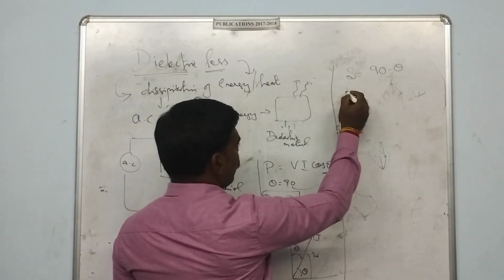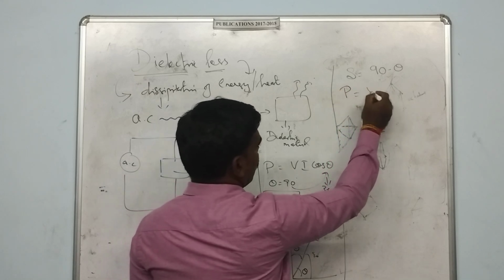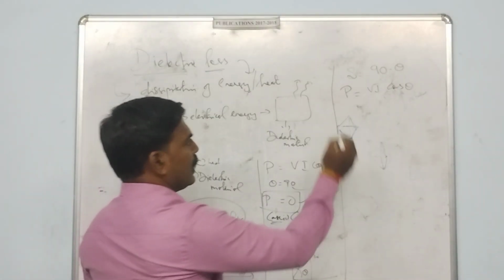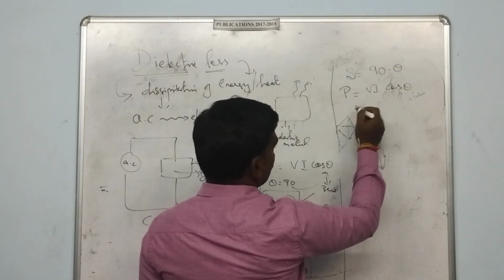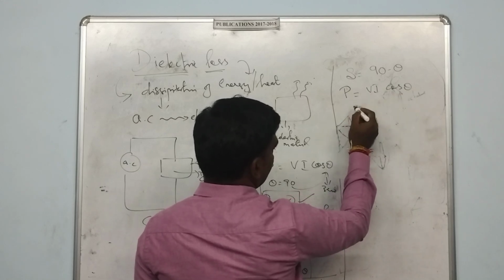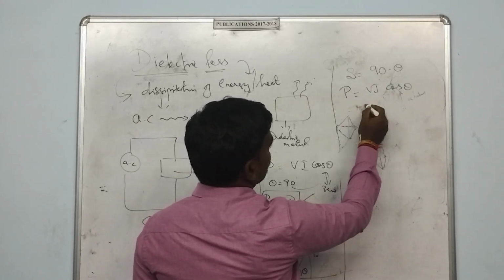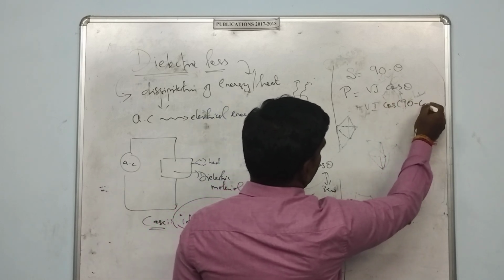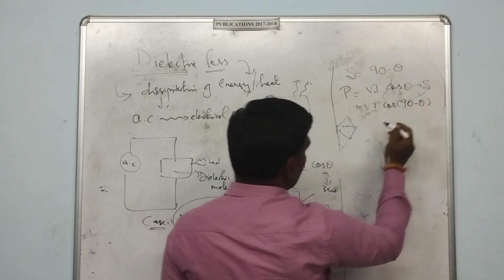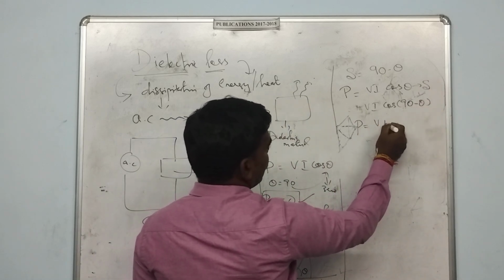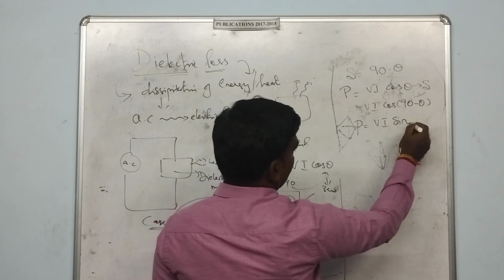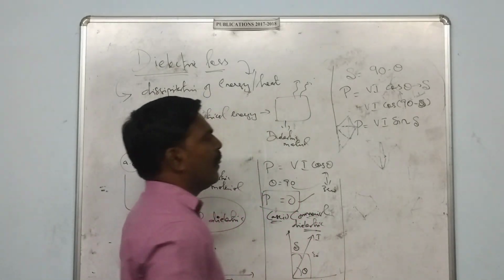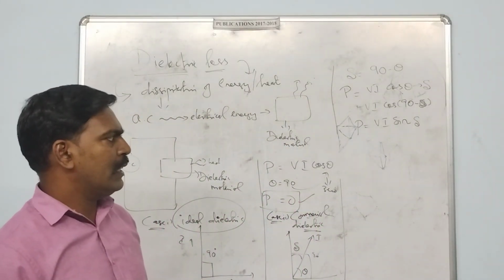Now we are going to find the power loss. P equals VI cos theta. Here you substitute the angle theta equal to del, so P equals VI cos of 90 minus theta. We consider that as del. So P equals VI sin del. So P equals VI sin del.